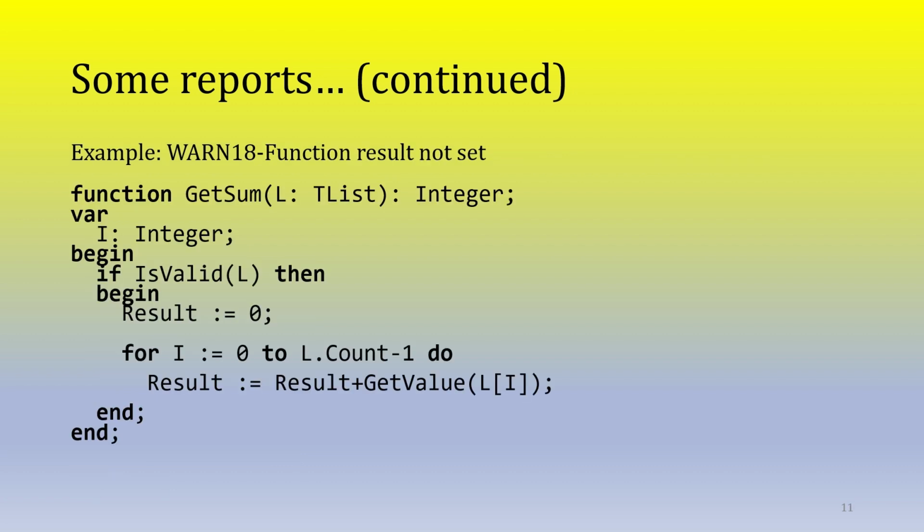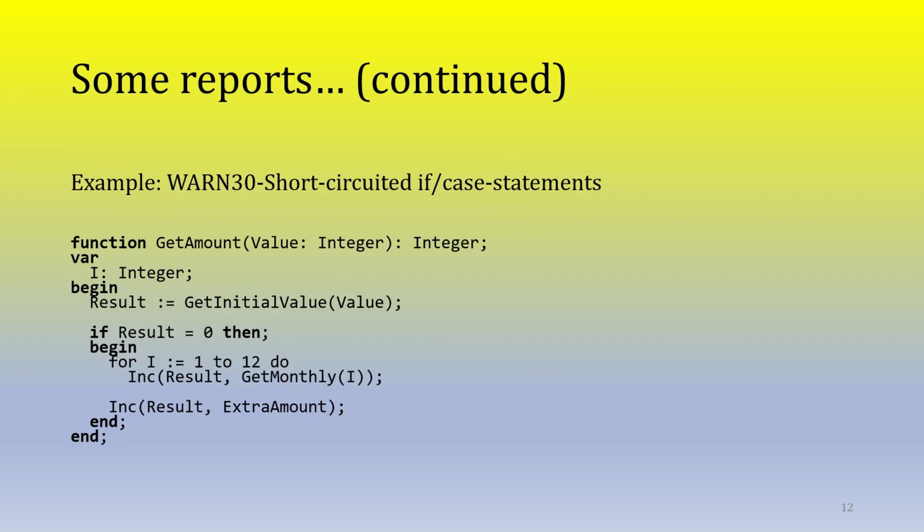Here, the result variable for the function GetSum has an undetermined arbitrary value in one of the possible code paths. This is when IsValid returns false. Normally, you should always initialize the result variable at the beginning of the function, like adding Result := 0 to the very top of the function. This will initialize the result variable.